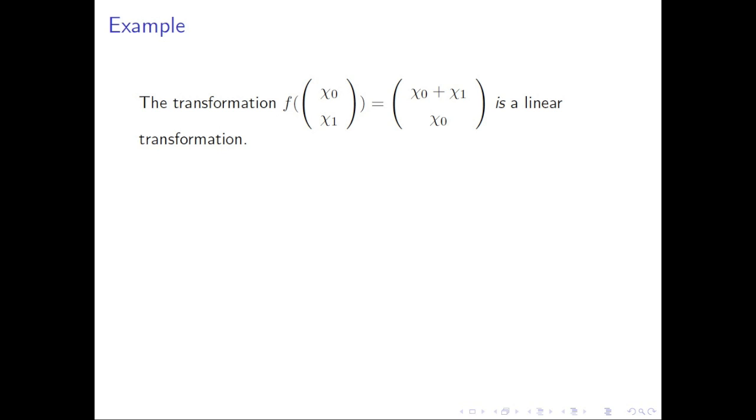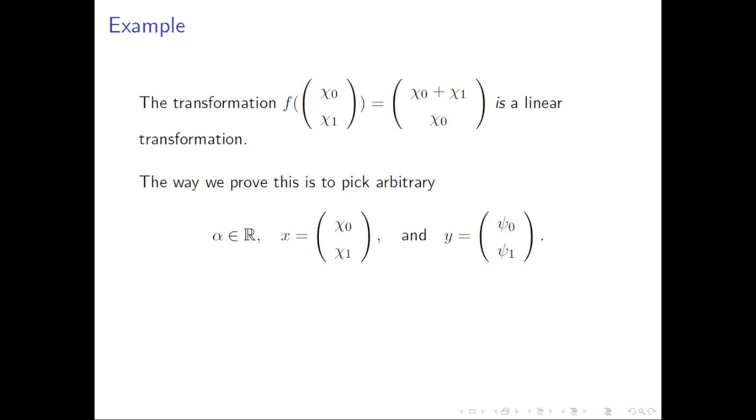We will formally prove that this function is a linear transformation. To do so, we pick arbitrary scalar alpha and vectors x and y in 2D. By picking arbitrary scalar and vectors, whatever we conclude holds for all scalars alpha and vectors x and y. This is because there's nothing special about the alpha, x and y that we choose at this point. We now need to show that f of alpha times x is equal to alpha times f of x, and f of x plus y is equal to f of x plus f of y.